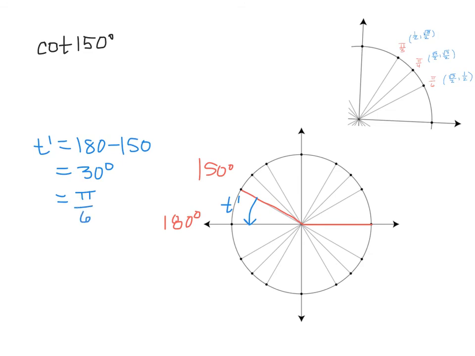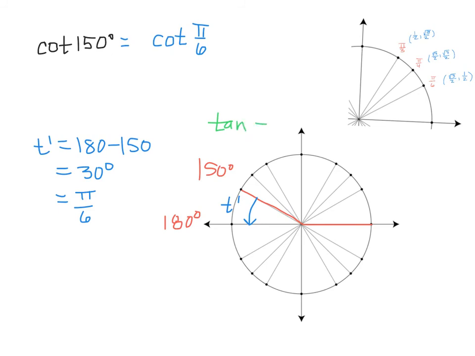So to find cotangent of 150, it is going to be the cotangent of that reference angle, pi over 6, and we need to figure out if it's positive or negative. So we have an angle that's in the second quadrant. Cotangent is negative in the second quadrant. It's the same as tangent. Actually, that's what I should have talked about. Cotangent is the reciprocal function to tangent, so it's going to be the same.